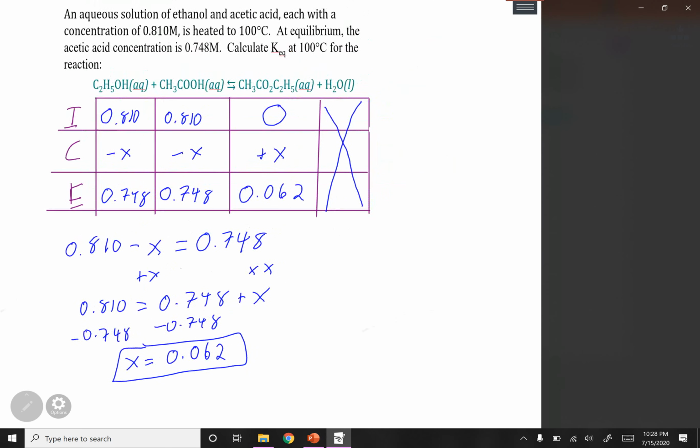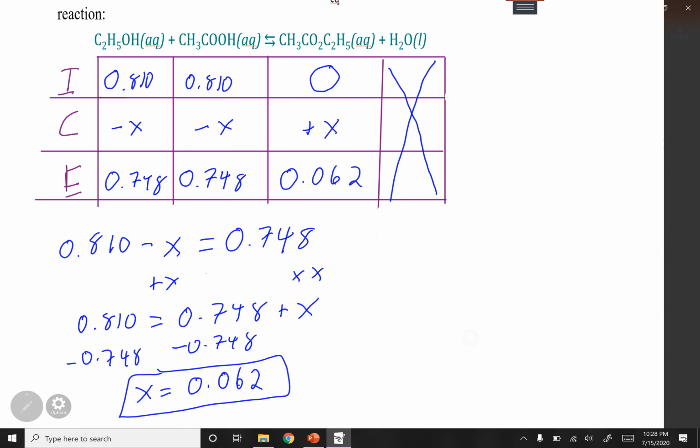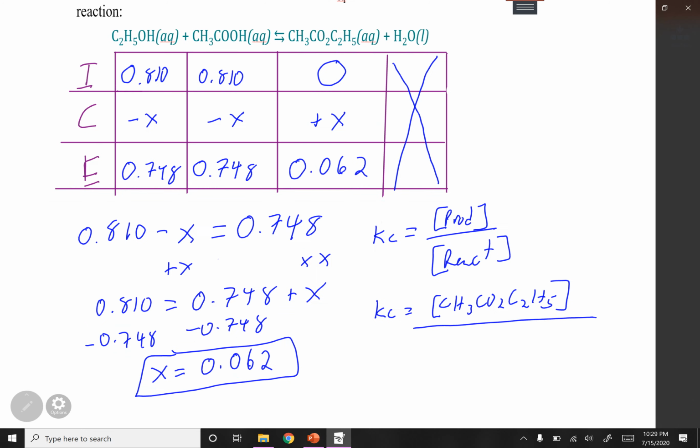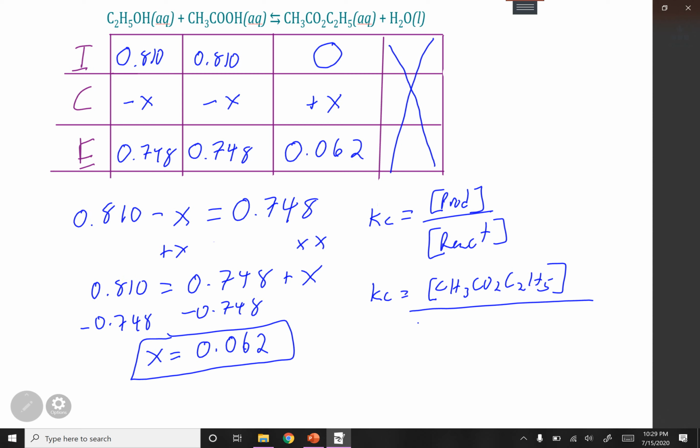We just have to write out our Kc expression. So what is our Kc expression? So we'll say that Kc is equal to, remember it's products over reactants. So Kc will be equal to our only product, and that's over our 2 reactants. They both just have 1s as coefficients. So just multiply them together.